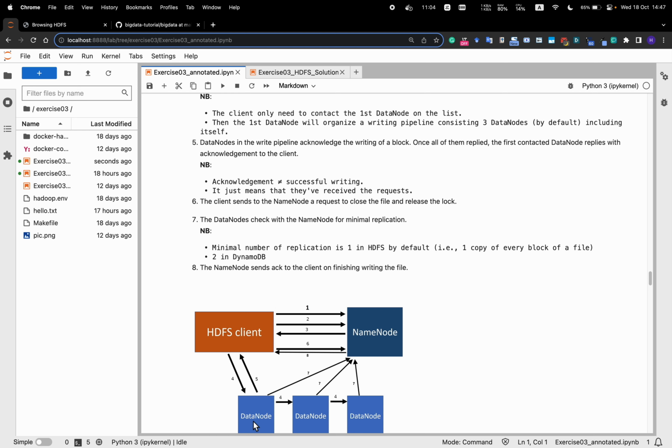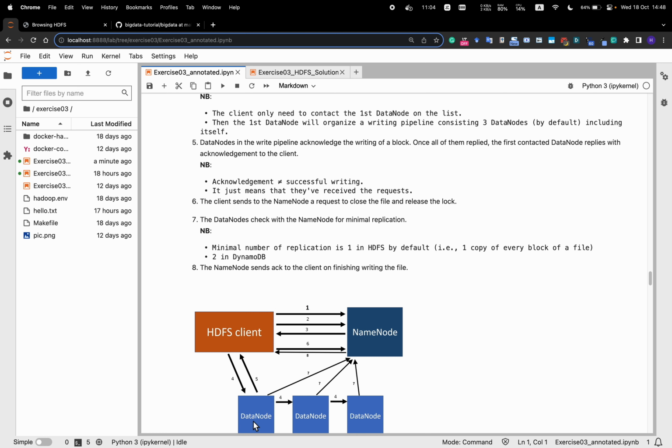This basically tells the client that all the data nodes have received the notification that they need to write that block. But there can be failures happening during that operation. And if it failed, the client will still move on to the next block, because the minimum replica count will be guaranteed only afterwards. The fifth operation, yes.